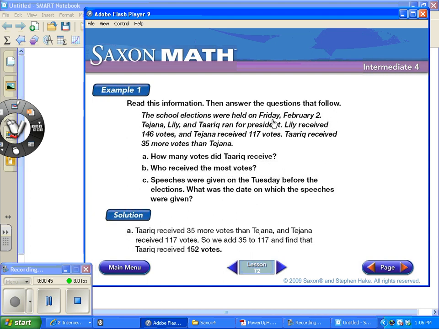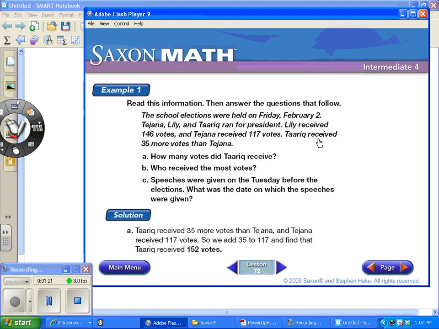School elections were held on Friday, February 2nd. That's going to help us figure out the Tuesday before, okay? Tiana, Lily, and Tariq ran for president. Lily received 146 votes and Tiana received 117 votes. But we've got to figure out Tariq. Tariq received 35 more votes than Tiana. Okay, now how many votes did Tariq receive? We have to do a math problem for that.